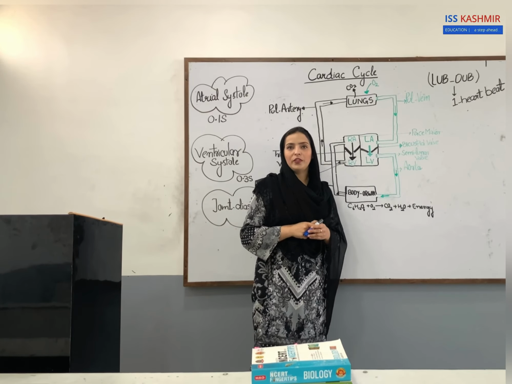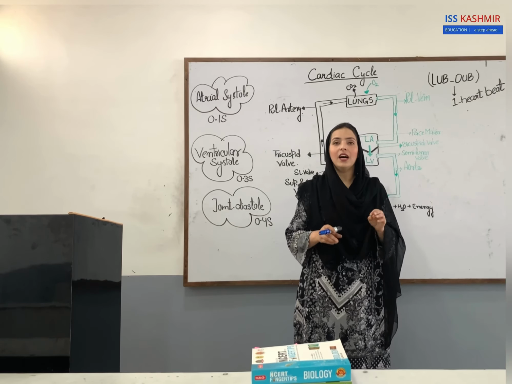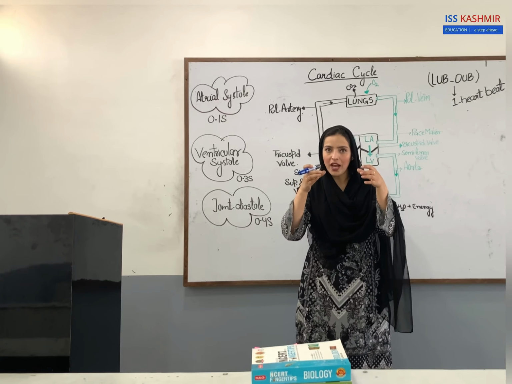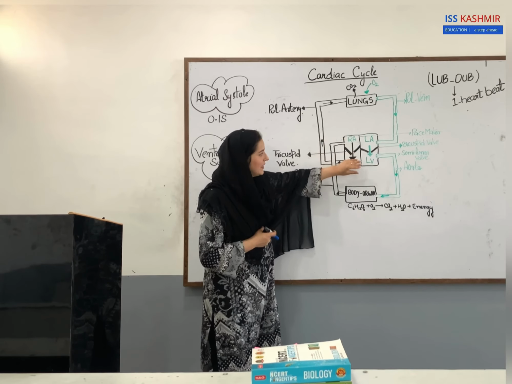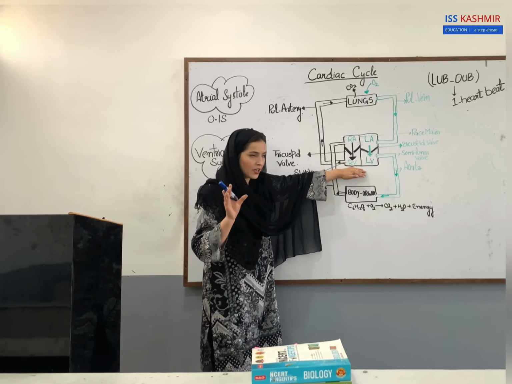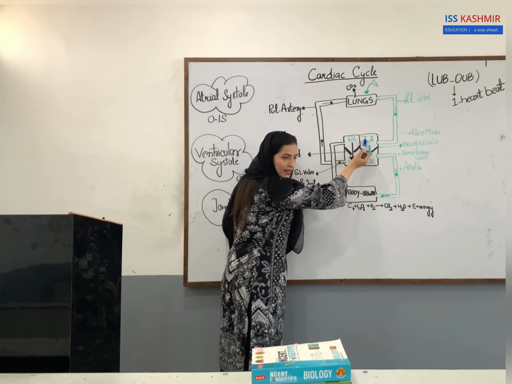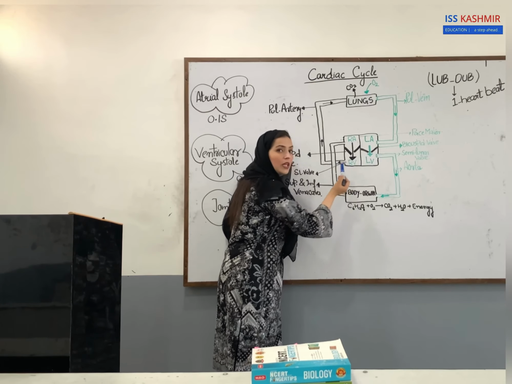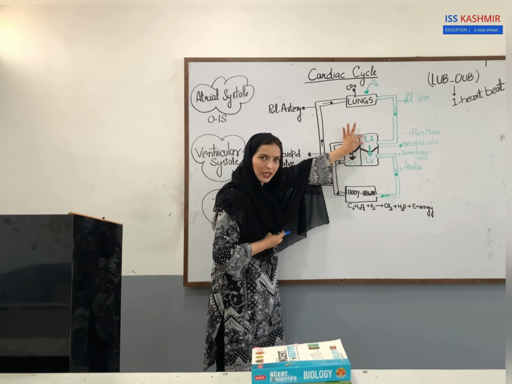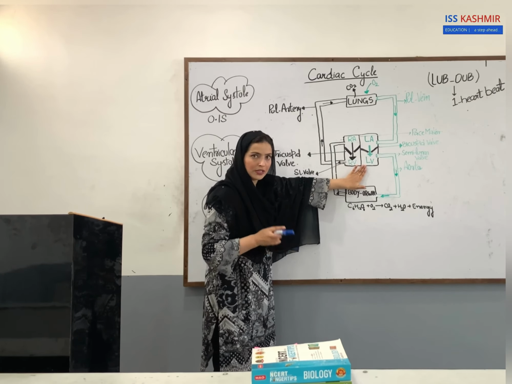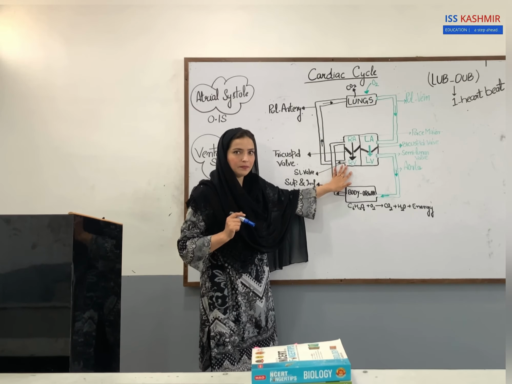Talking about the anatomy, the human heart consists of 4 chambers. The upper 2 chambers are called atria, and the lower 2 chambers are called ventricles. Let's consider that this square shaped structure is our human heart. It consists of 4 main chambers. The upper 2 are called atria, and the lower 2 are called ventricles. On the left side, we have the left atrium, LA, and the left ventricle, LV. On the right side, we have the right atrium and right ventricle.